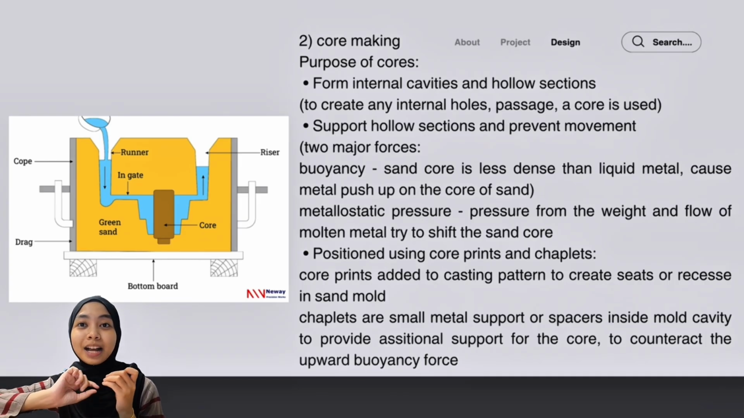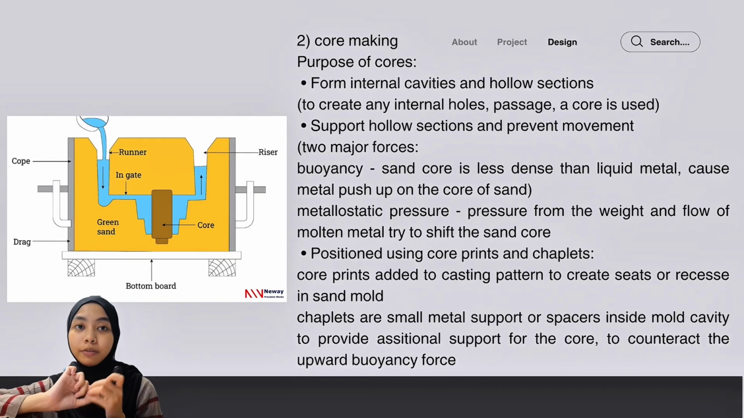Core prints are added to the casting pattern to create seats or recesses in the sand mold. Chaplets are small metal supports or spacers inside the mold cavity to provide additional support for the core to counteract the upward buoyancy force.